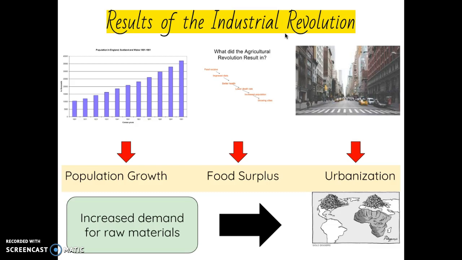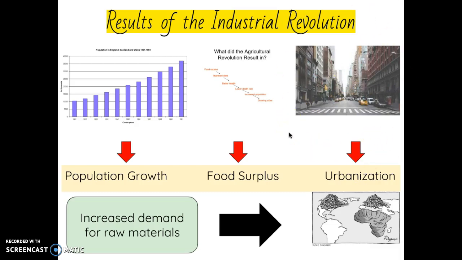Okay, so now results of the Industrial Revolution, or the diffusion of industry throughout the world. So first of all, because of the agricultural revolution, we see an increase in population, and then we see workers who are no longer working on the farm to harvest food move into the city to seek industrial jobs. So because of population growth and a food surplus, we get things like urbanization and industry.